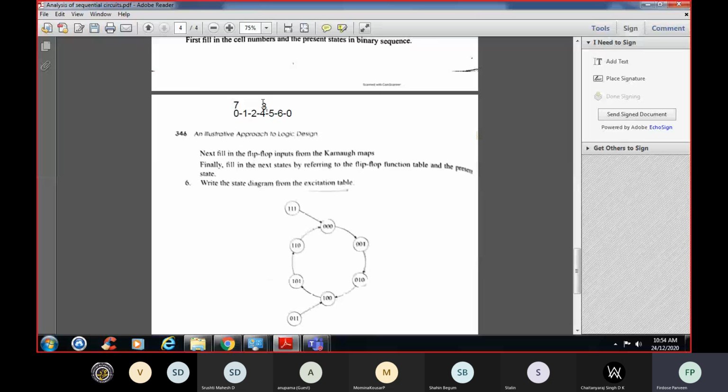So next what are we having? 3 and 7 we are having. Here it is 3, which will count again back to 4. Here it is 7, again it will come back to 0, like this. So this is called a state diagram.